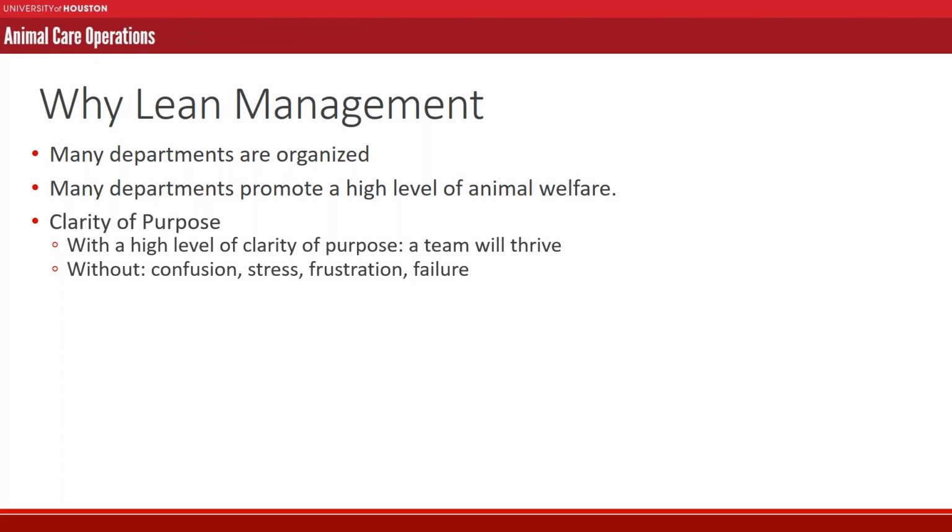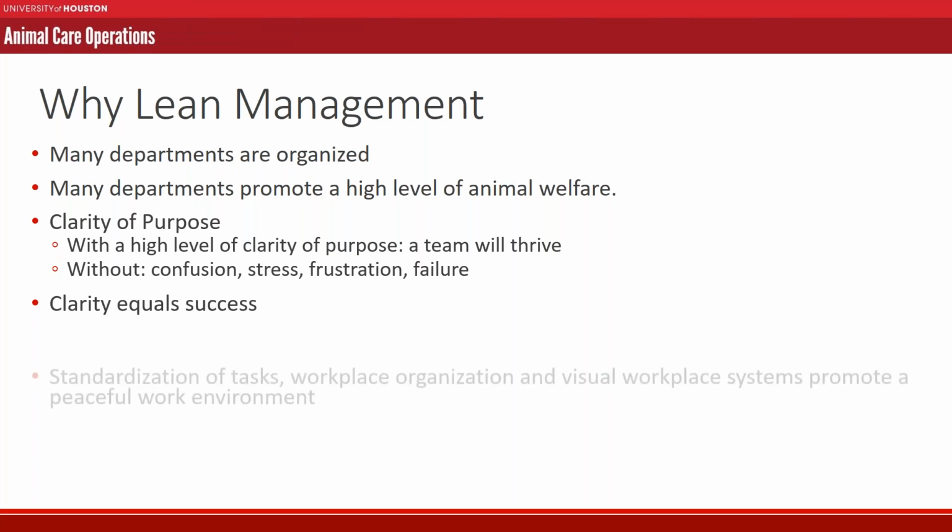And the contrast is true as well. Without clarity of purpose, you're going to have confusion, stress, frustration, and failure. And not necessarily in that order, but all of those components will be found in a system that does not have clarity of purpose. And simply put, clarity of purpose equals success. You're going to allow your work staff to be successful. You're going to allow them to be set for success. Allow them to make differences in their day-in and day-out work arrangement, and that will allow them to be successful in what they do.